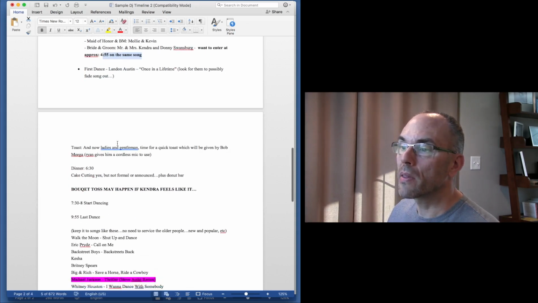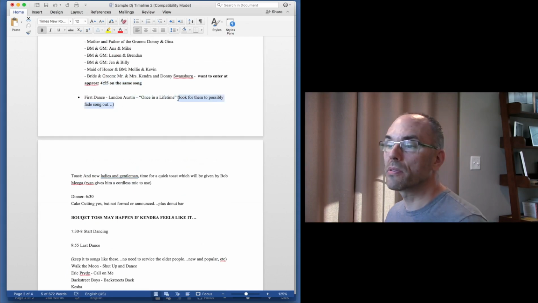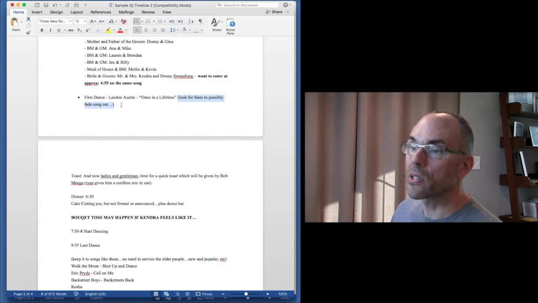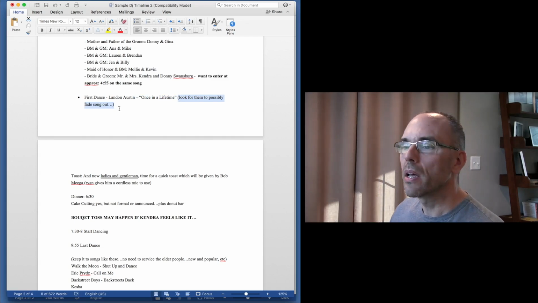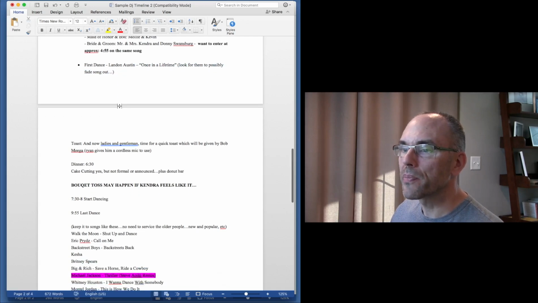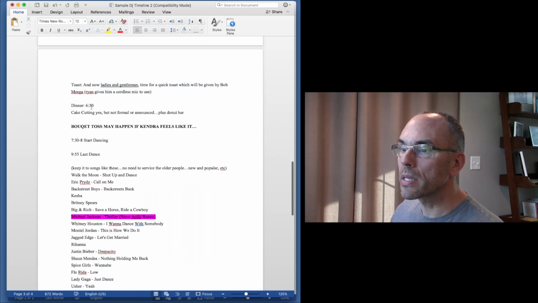Easy. Okay, then they went into their first dance, and I wrote a little note to myself saying, look for them to possibly fade the song out. So they gave me a look at a certain point that was basically like, hey, we're done. And then I faded the song out at that point. And then after that, we had a toast, and then we're on to dinner.